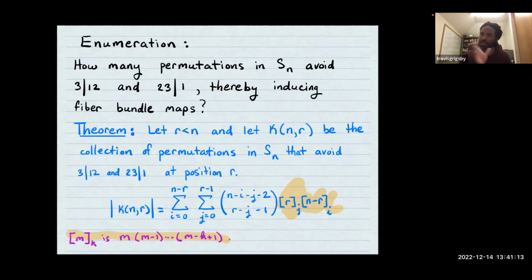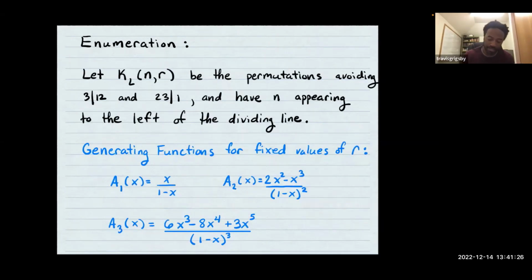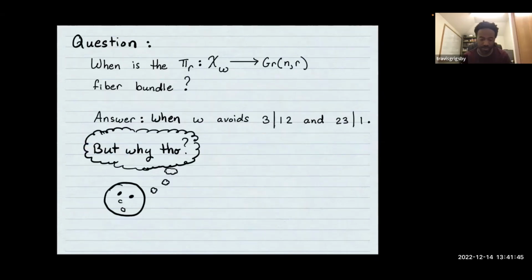...to saying that the largest number, say n, has to be to the left of your division bar, and you want to count the number of permutations that avoid these patterns, but also have n on the left of the division bar. Then you can also find recursive formulas, and you can also find generating functions for those numbers as well. So it's another cool sequence.